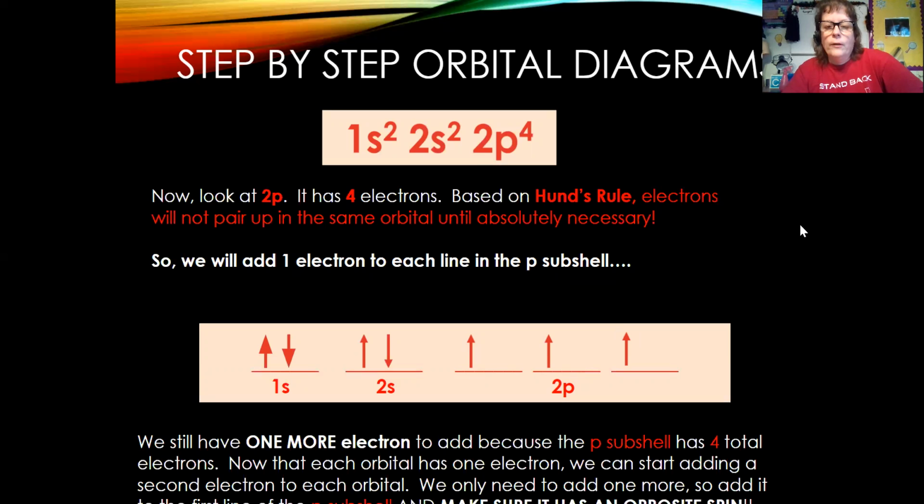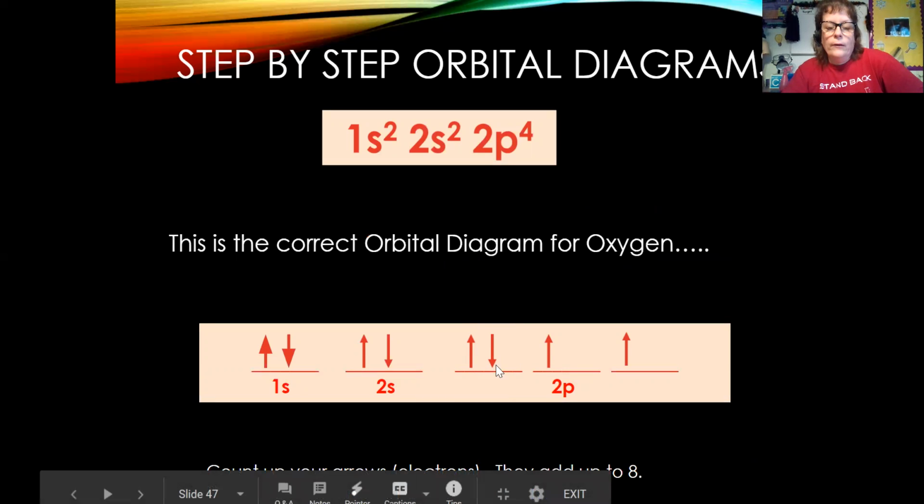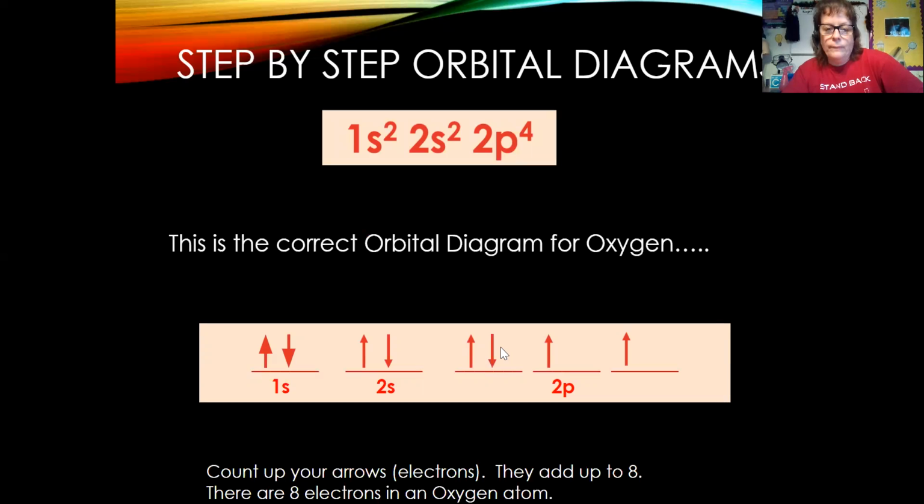All right, well, we said there was 4. Well, we only have 3 lines, so we need to add 1 more electron to fulfill that 4th one in the p orbital. So now we can go ahead and start adding our second electron, and usually you just start with the first box in the orbital there, and then you make sure it's opposite spin.